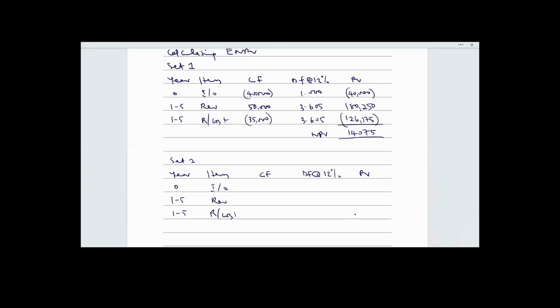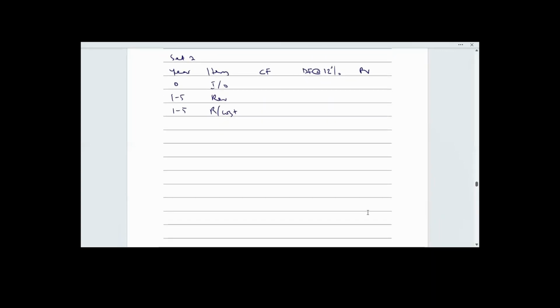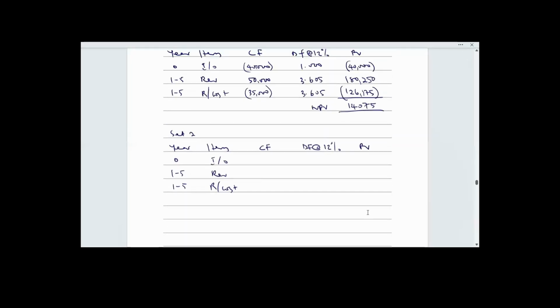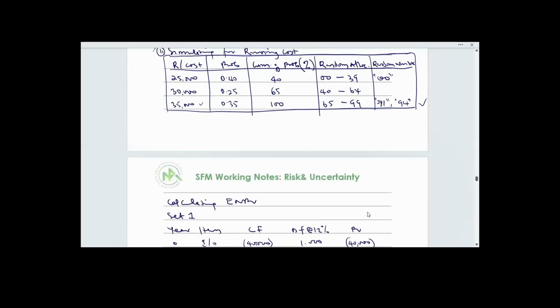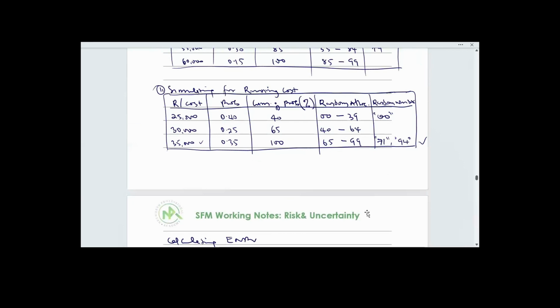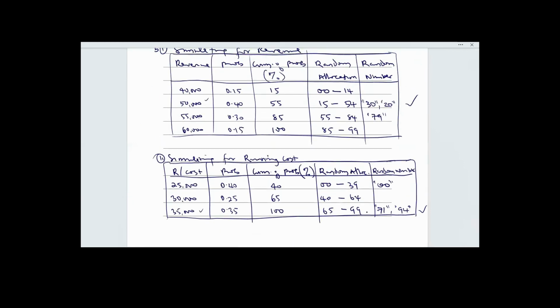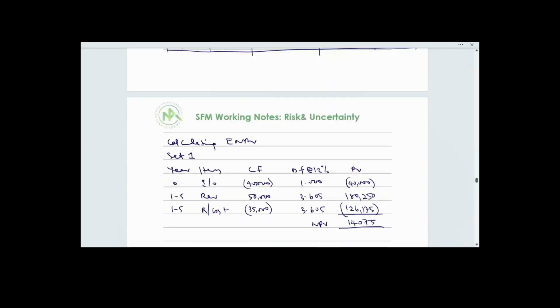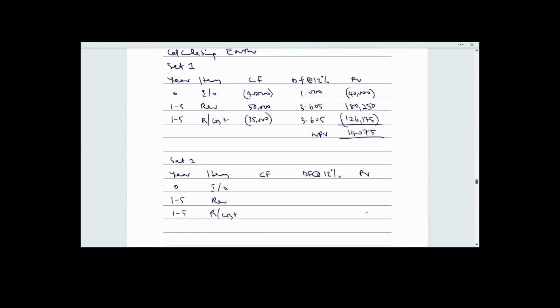Running cost. So for set 2, we go back to the question. For set 2, what's the random number? The random number for revenue is 20. So I will go to my simulation for revenue. Where does 20 lie? Here is 20, in the same place, 50,000 naira. So here is 50,000 naira.